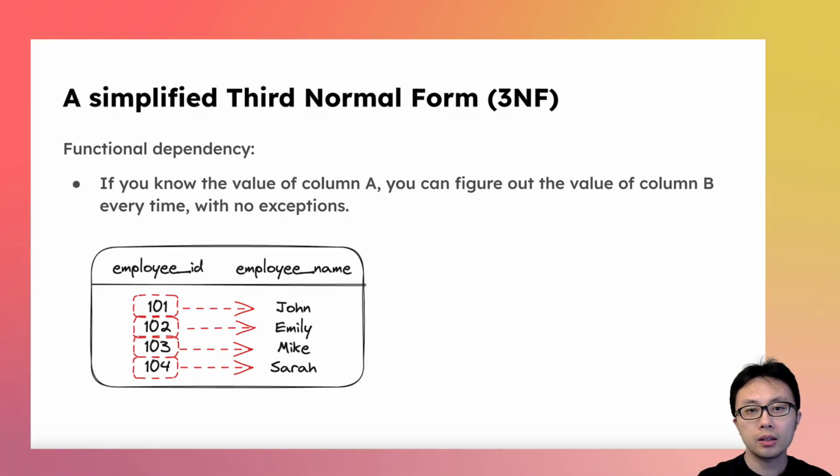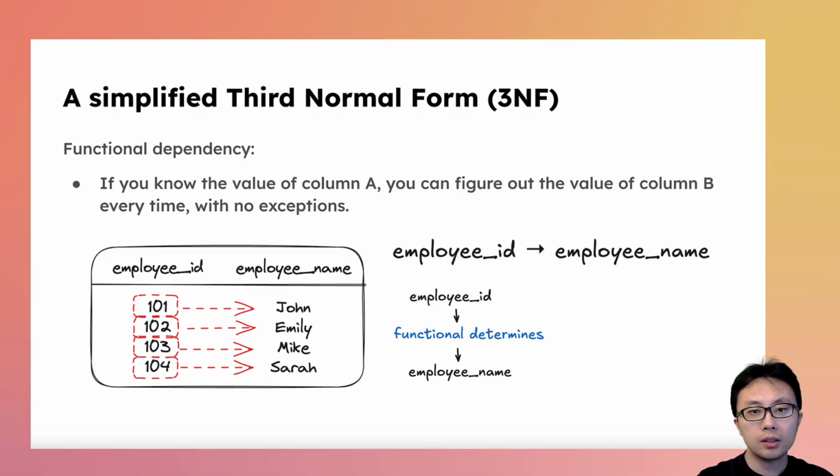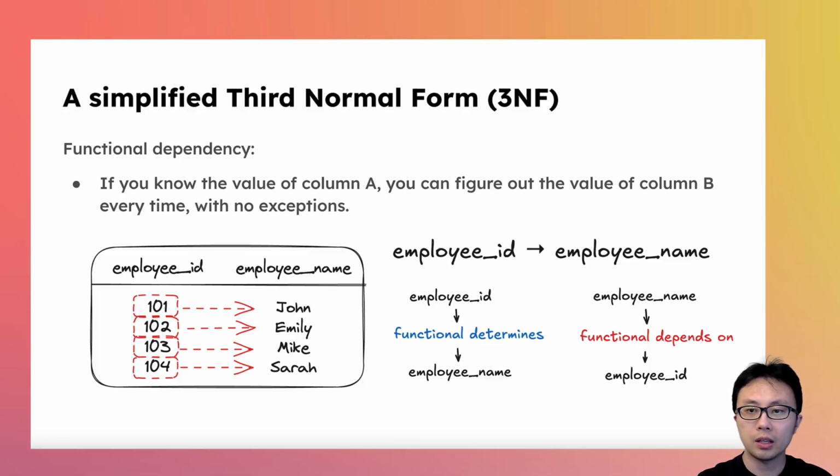For example, think about a table representing employees, and the table has only two columns, employee ID and employee name. Employee ID is the primary key of the table. Given a value of the employee ID, you can always figure out the corresponding employee name. We can see that employee ID functionally determines the employee name, and express this dependency relationship using an arrow that goes from employee ID to employee name. You may also see the same relationship expressed as employee name functionally depends on employee ID.